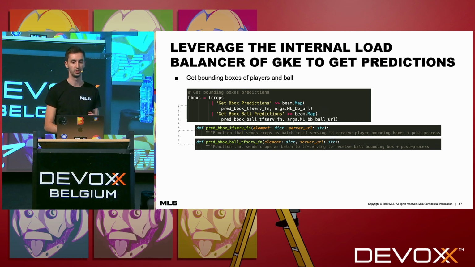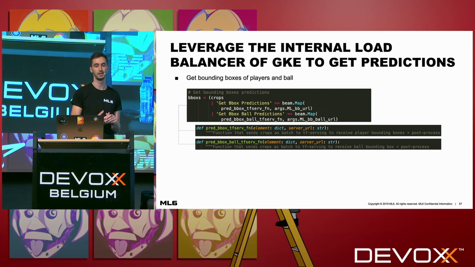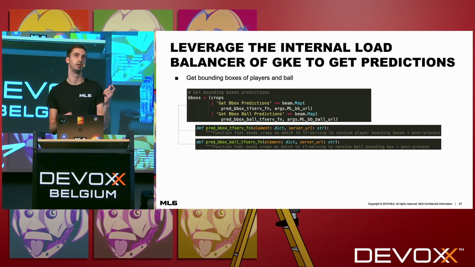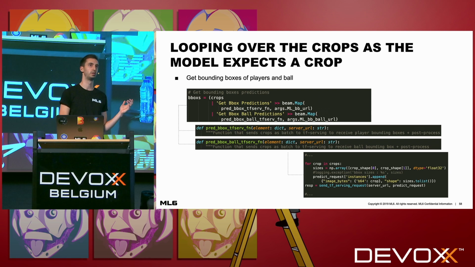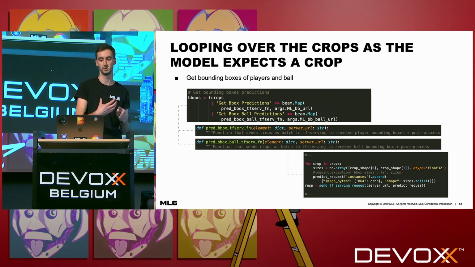So once we have the crops, we can start getting predictions, player and ball bounding boxes. The next two steps in our pipeline will be getting bounding box predictions for players and for balls. You can see that we need to pass along the URL. This is the IP address and of course the path where our model can be requested. So here we're passing along the URL where we can ping our model to get predictions. Underlyingly, these two methods are doing kind of the same thing. They will just loop over the crops, put them in a request, and then ask for the response from our TF Serving. This is how we integrate model serving with data processing in our case.